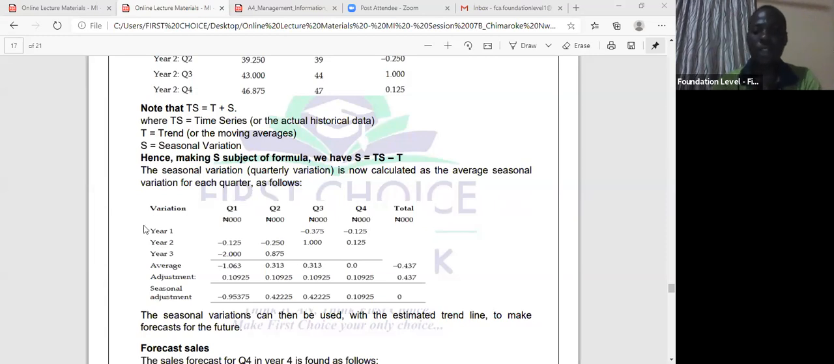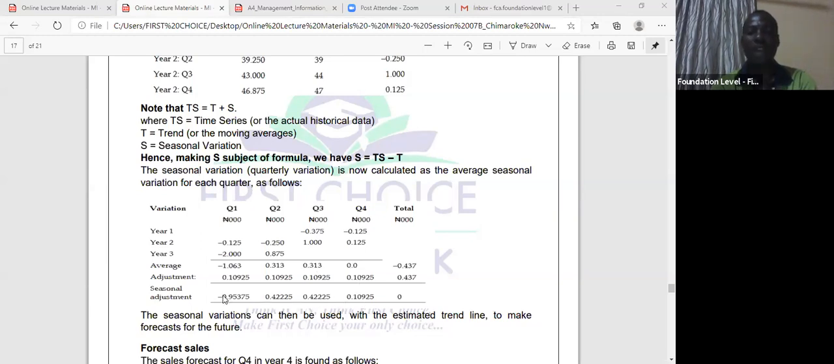So the first one you got was minus 1.063. Sorry, minus 1.063. Now you are adding 0.10925. You see, you are getting minus 0.95375. That is how you do it here. The same thing, you add these two, you get your seasonal adjustment. You add this, you get seasonal adjustment. You add this, you get seasonal adjustment.